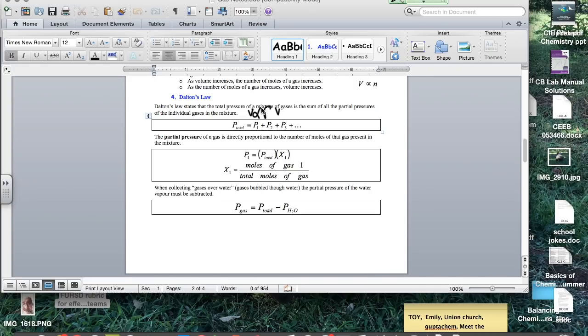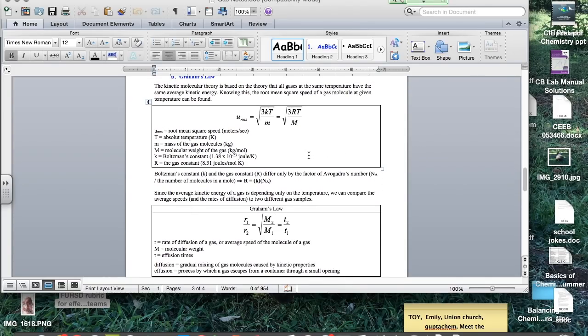Remember, volume and pressure are inversely proportional, but volume and number of moles are directly proportional, because the more moles, the more collisions, and the gas expands because the particles are moving all over. Also, when we collect gas over water, then we use Dalton's law of partial pressure. We must remember to subtract the vapor pressure of water, which will be given to you in the stoichiometry problems.